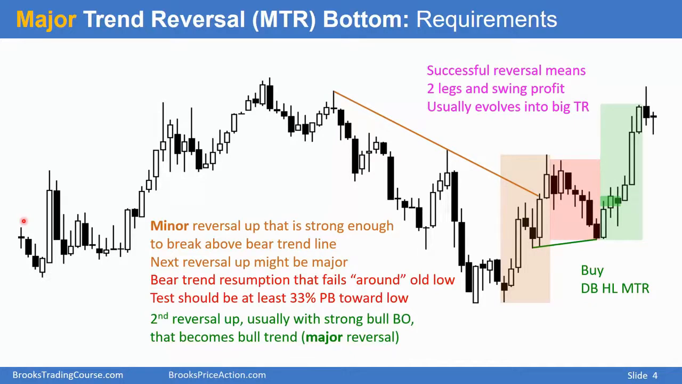Most major trend reversals result in big trading ranges. For example, we have a bull trend, a lower high major trend reversal, and at this point, we're in a trading range. Now we have a bear trend and a bull break above the trend line, and now we have a higher low major trend reversal, and at this point, it's still part of a large trading range.